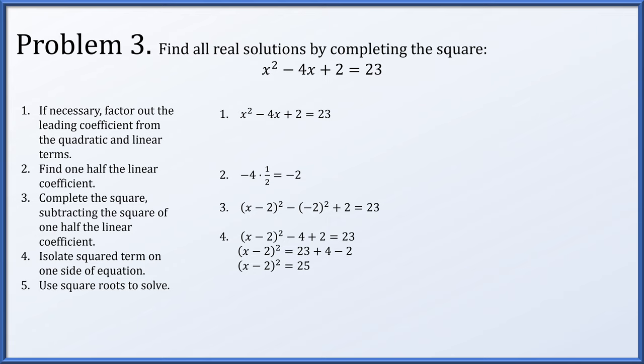Finally, we can use square roots to solve. If x minus 2 squared is 25, x minus 2 is plus or minus the square root of 25, aka plus or minus 5. This ultimately solves down to either x is 7 or x is 3.